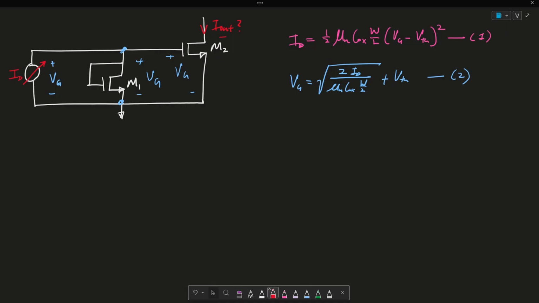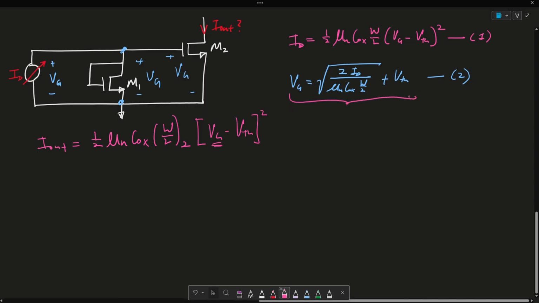So in order to generate a current, we want M2 to be in saturation. So if we say that M2 is in saturation, then I out is equated to 1/2 mu n COX W over L, this is the second transistor, or M2, times VG minus VTH squared. Now we know that VG is this equation here, right? Because we derived this from one of our slides. So let's go ahead and replace it with this VG located here.